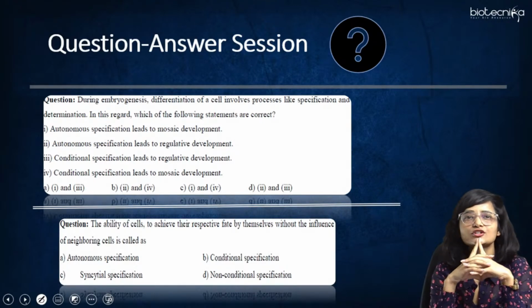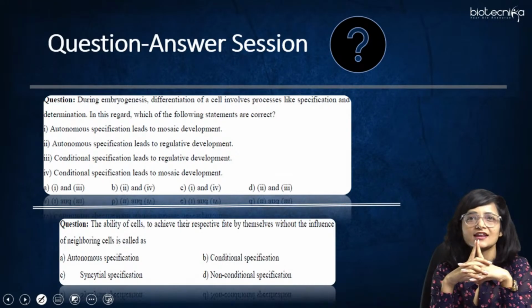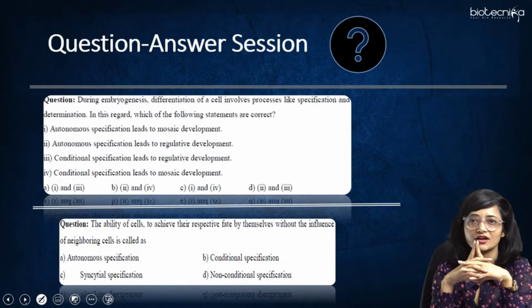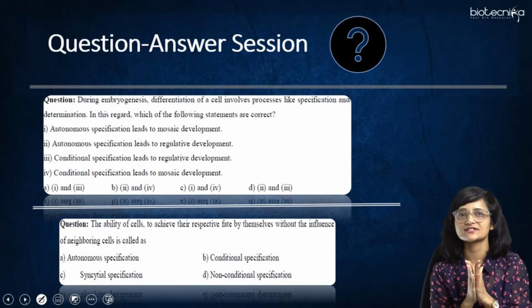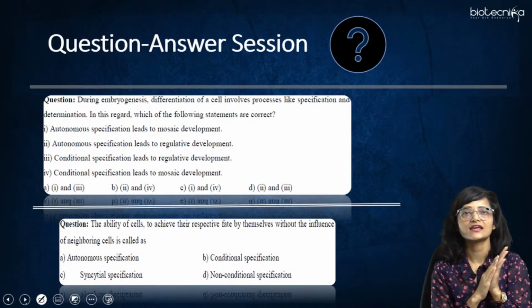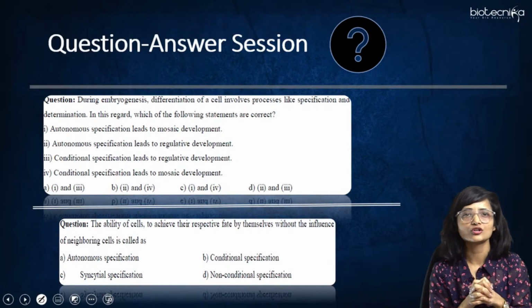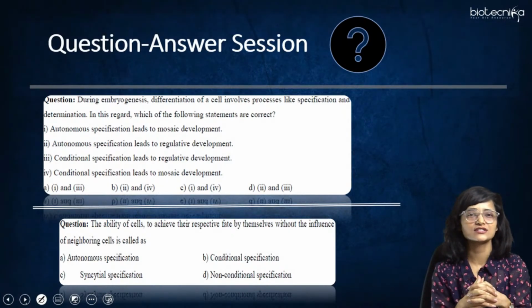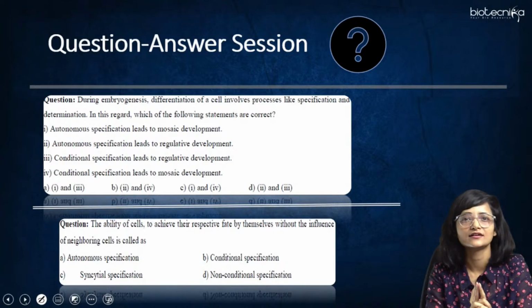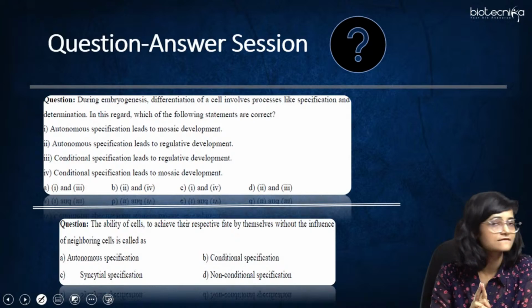So the question says that during embryogenesis, differentiation of the cell involves processes like specification and determination, right? So the specification and determination process takes place. In this regard, which of the following statements is correct? First, autonomous specification leads to mosaic development. Second, autonomous specification leads to regulative development. Third, conditional specification leads to regulative development, and conditional specification leads to mosaic development. So which of the following options is correct here?